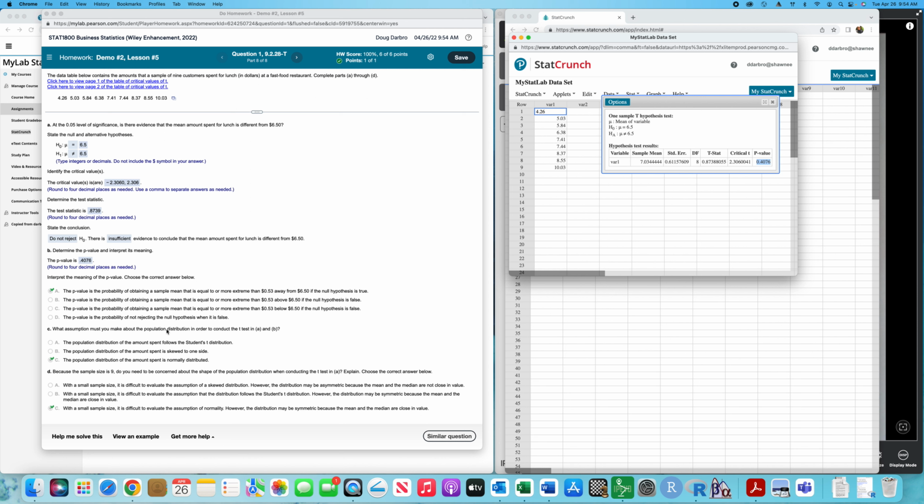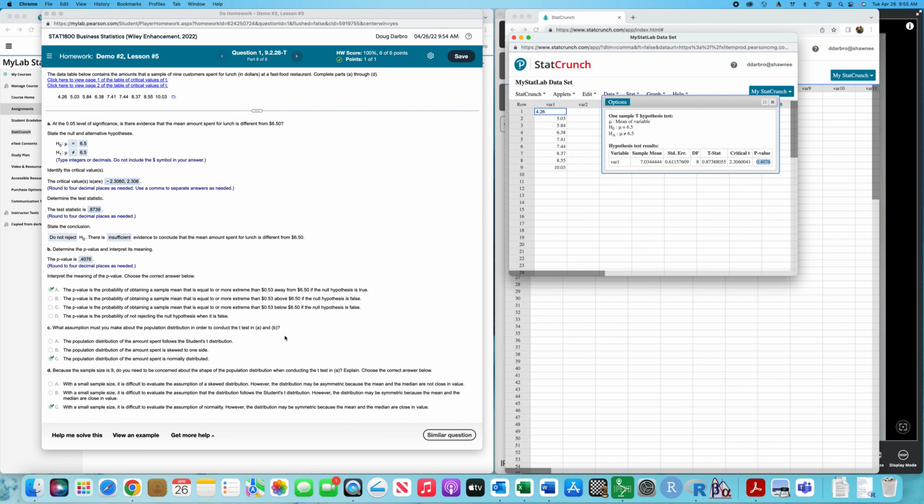What assumption do we make? Well, we have a small sample size. We have something less than 30, right? We only have, I think there was 9. So we must know that the population distribution from which these values are drawn is normally distributed. Typically, distributions that pertain to dollars are positively skewed. So we would need some evidence that we have a normal distribution.